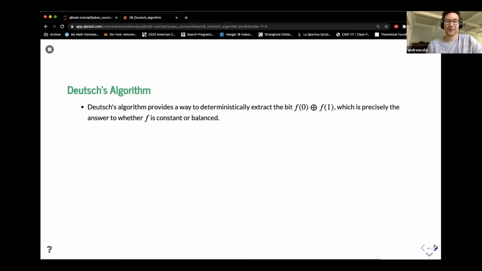Okay, good. And remember, the answer to whether the function f is balanced or constant is exactly given by the value of the bit f of 0 XOR f of 1. This is precisely what it means, whether the two values are the same or they're different. This is precisely what we want to get at.